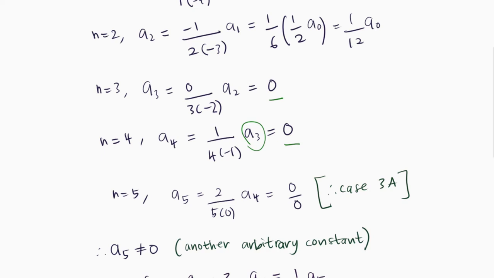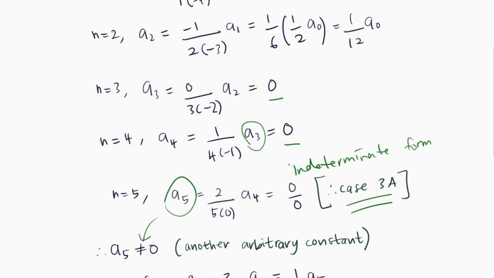So for n equal to 5, a5 is equal to 2 over 5 times 0, a4, which means here we have the indeterminate form. Since it is an indeterminate form, it will be case 3a, 0 over 0. Therefore, a5 here does not equal 0. So it is another arbitrary constant.